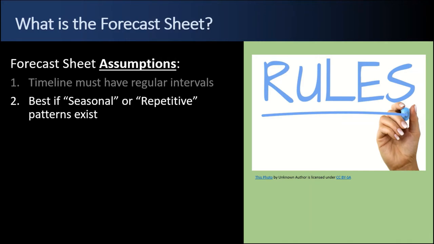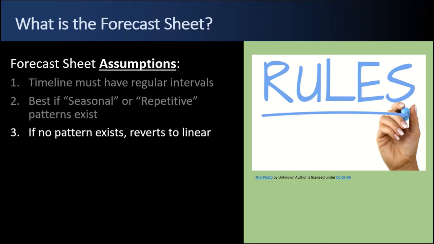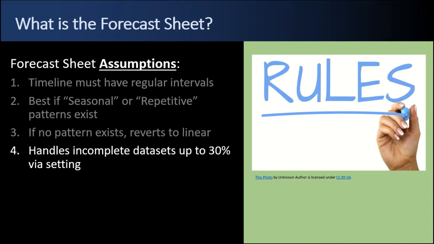Second assumption is that it's best for this model if you use seasonal or repetitive patterns in the data. Don't use it for linear modeling or something else. Use it for typically sales data where quarters or months are higher in some areas than in other areas of the year. Third assumption, if no pattern exists, the tool will revert to linear and it won't do any seasonal ups and downs. It'll just do a straight line and fit it.